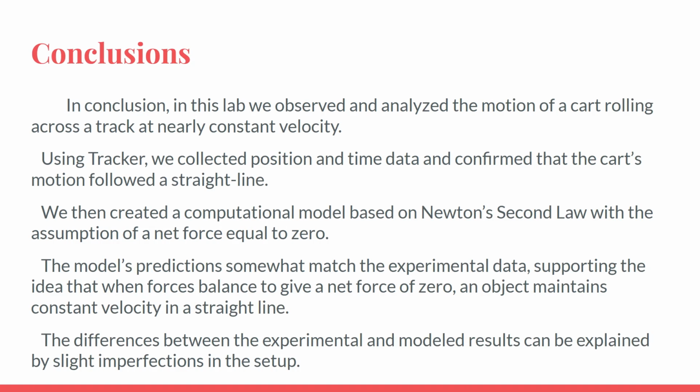So in conclusion, in this lab, we observed and analyzed the motion of a cart rolling across a track at a nearly constant velocity. Using Tracker, we collected position and time data and confirmed that the cart's motion followed a straight line. We then created a computational model based on Newton's second law with the assumption of a net force equal to zero. Now, the model's predictions somewhat match the experimental data, supporting the idea that when forces balance to give a net force of zero, an object maintains constant velocity in a straight line. Now, the slight differences in the experimental and modeled results can be explained by slight imperfections in the setup.